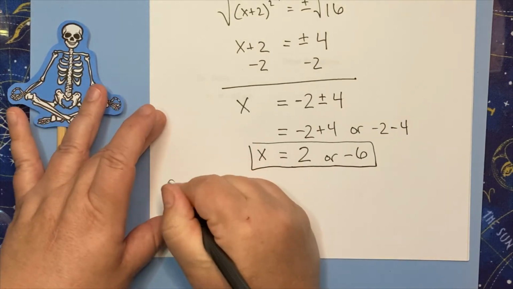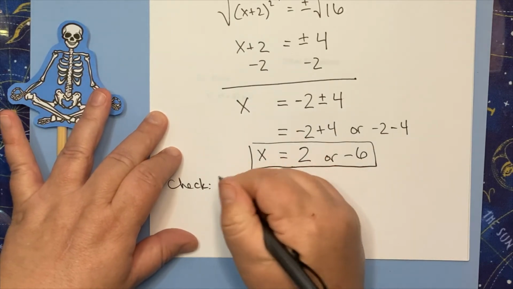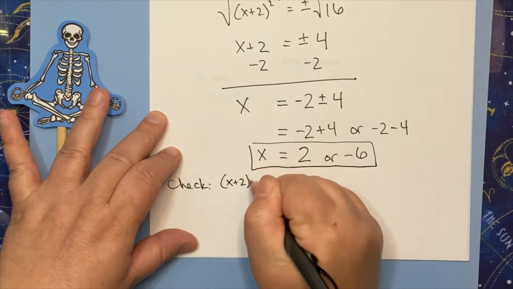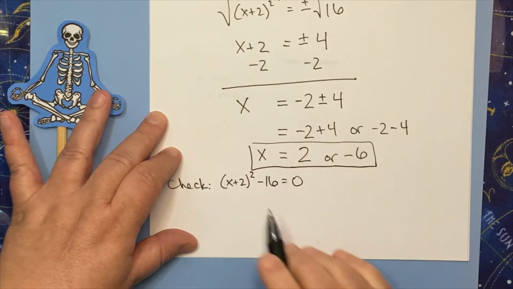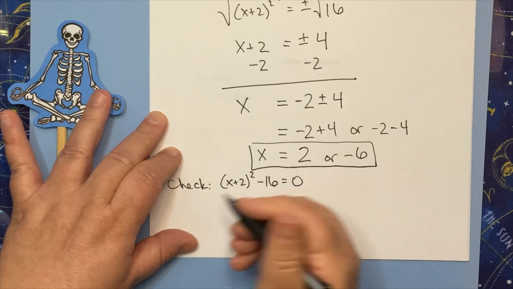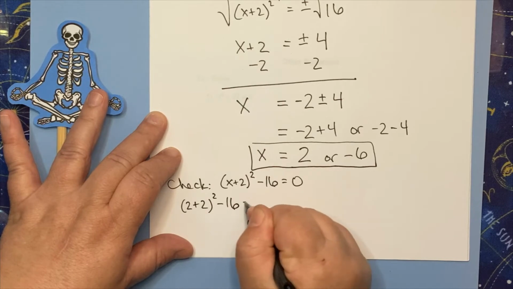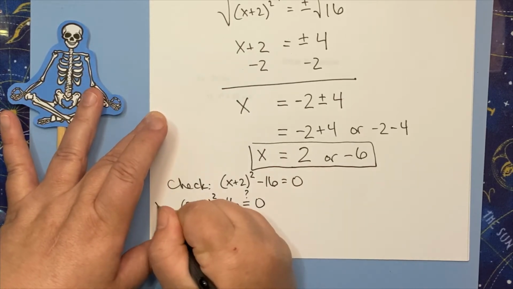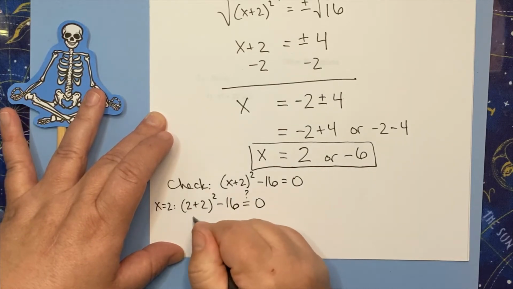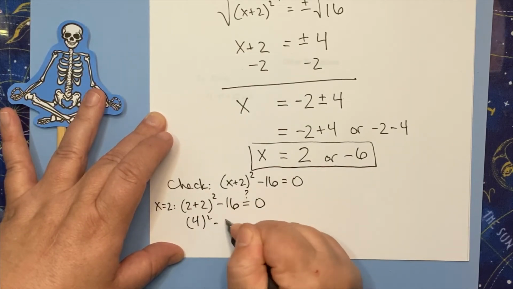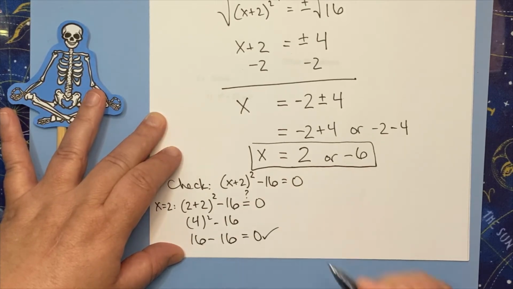Let's check. All right, that's the takeaway from this one. Always, always check. Here's the original equation: x plus 2 squared minus 16 equals 0. Let's plug in x equals 2. So we do 2 plus 2, the quantity squared, minus 16. Does that equal 0? Well, let's see, that's 4 squared minus 16. 4 squared is 16, minus 16. Oh yeah, that equals 0.